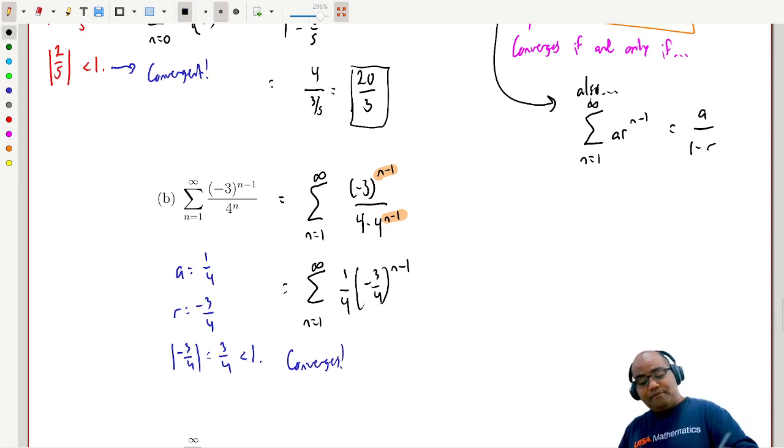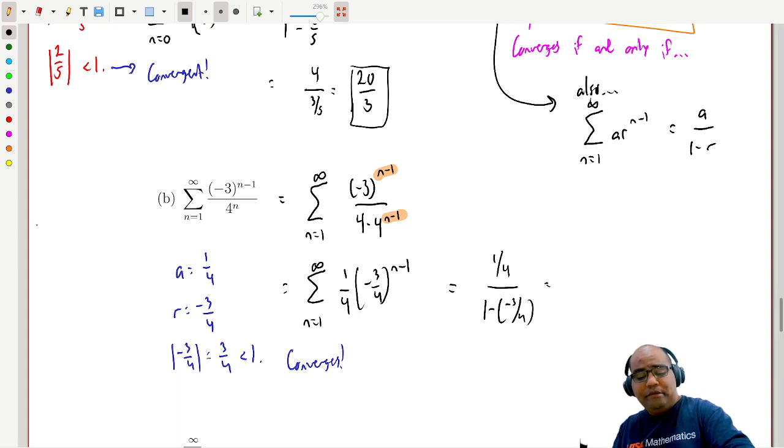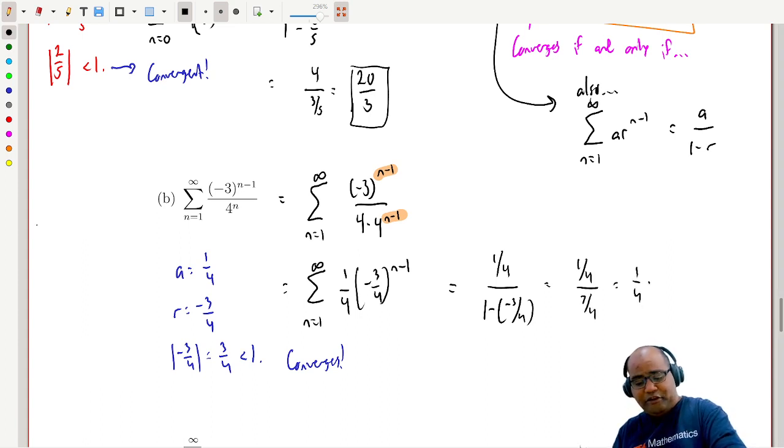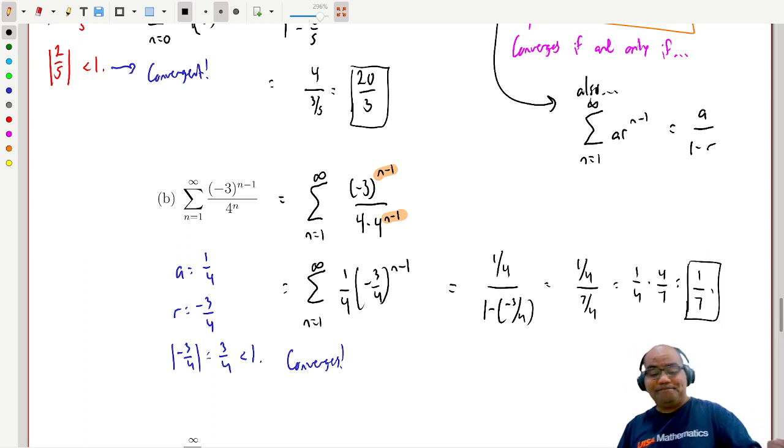And so, its sum, well, we just use our formula here. First term, which is a, that's 1/4, divided by 1 minus r. Be very careful. You do some work here on the bottom. 1 minus negative 3 over 4, minus minus is plus, so you get a 7 over 4 there. And if you do some fraction work here, you get a sum of 1 over 7. Nice how that works out, huh?